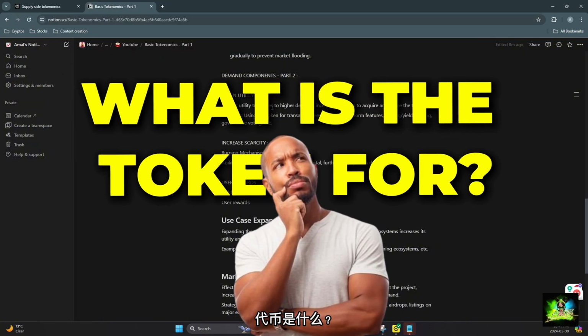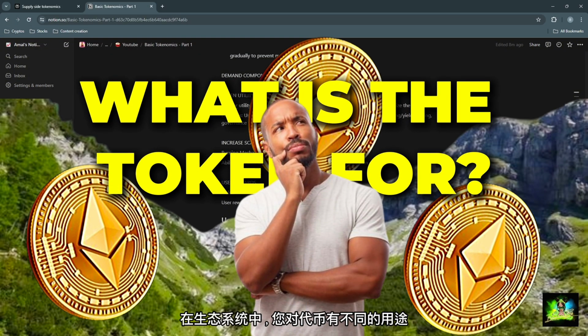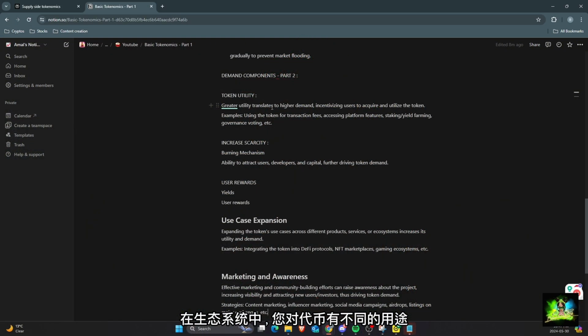And what is the token for? Inside an ecosystem, you have different uses of a token. It could be used for transaction fees. It could be used for staking, yield farming, governance, voting, etc. There are different ways you can use a token. It could be a governance token. It could be used for transactions. It could be used for paying fees, etc. So you need to understand why someone would need that token, why someone would need to be holding that token.